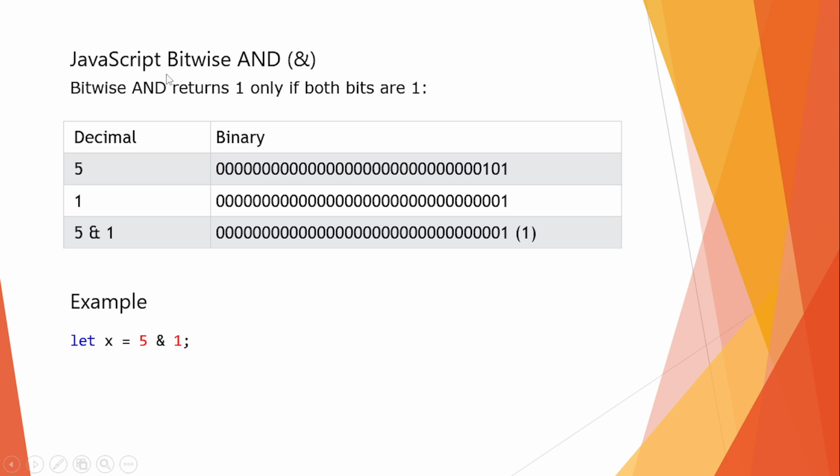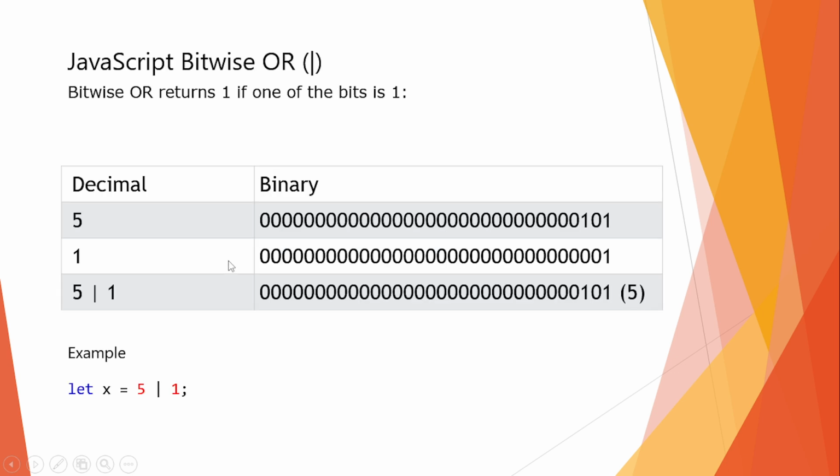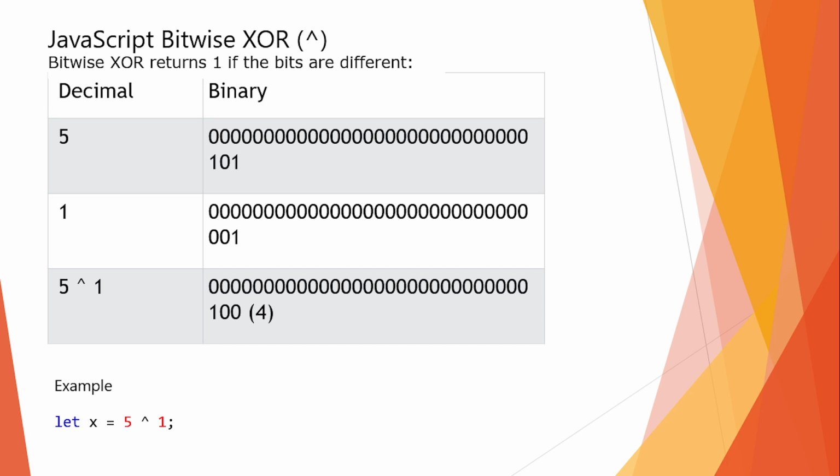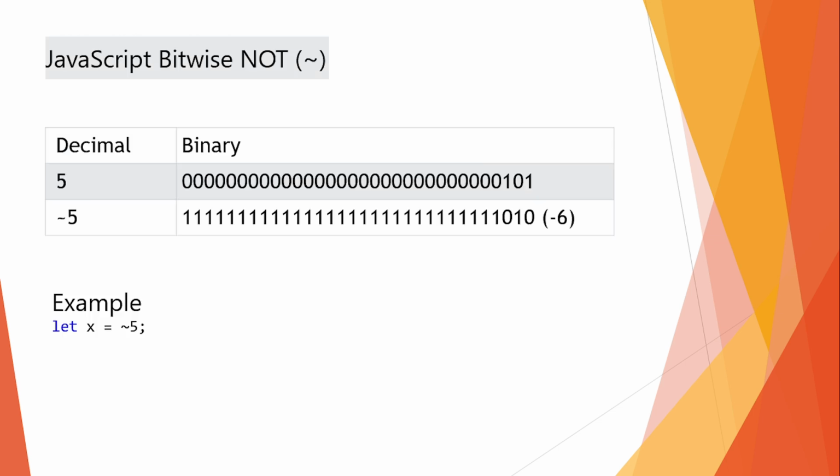JavaScript bitwise AND returns 1 only if both bits are 1, as we have already seen. JavaScript bitwise OR returns 1 if one of the bits is 1, meaning if any of the bits is 1, it will return 1. JavaScript bitwise XOR returns 1 if the bits are different. JavaScript bitwise NOT. Here we can see the last one shows the minus sign.